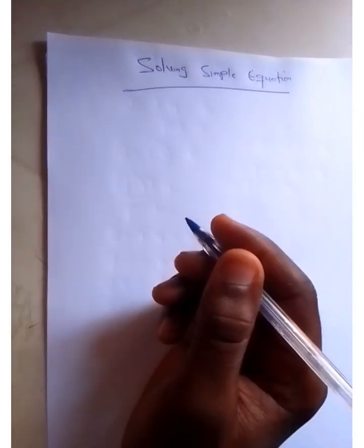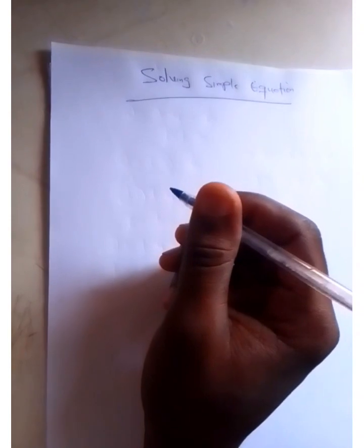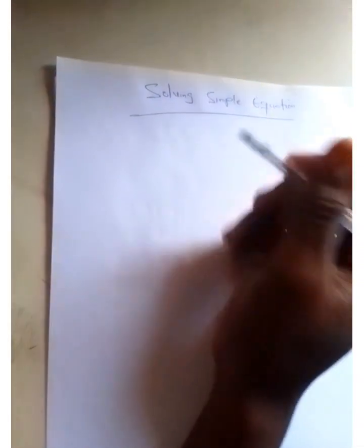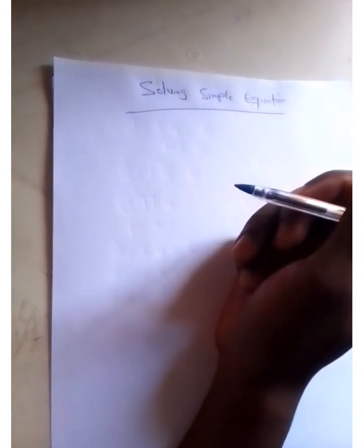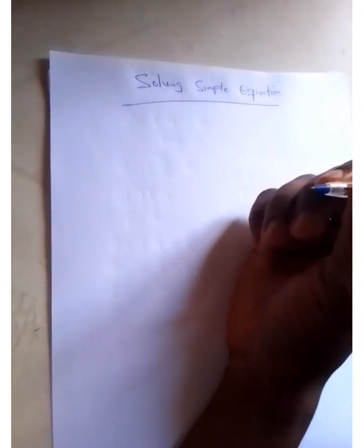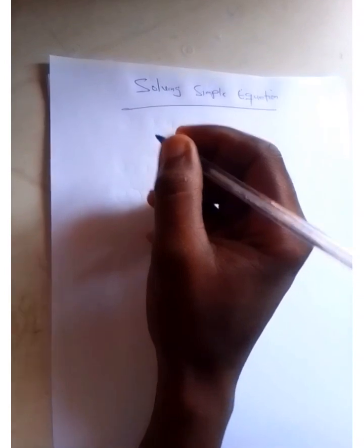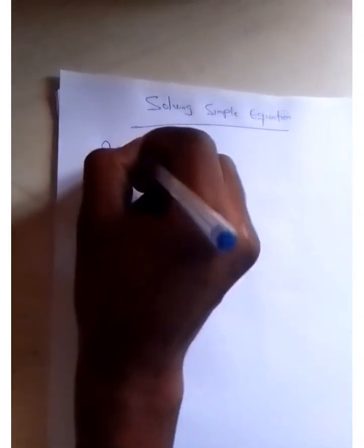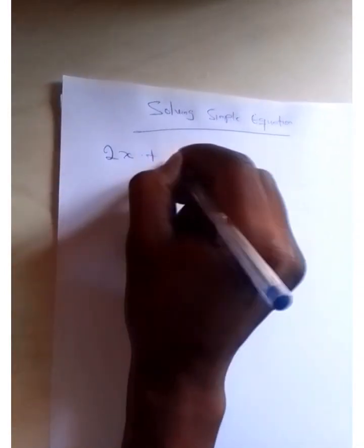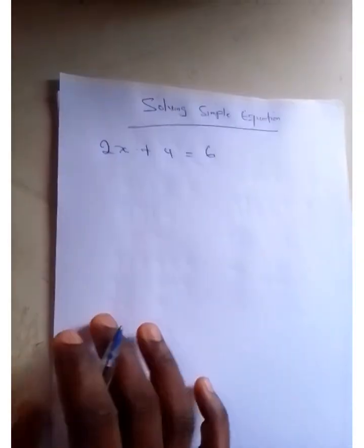Alright, welcome to this tutorial where we'll be learning how to solve simple equations. We're going to take a very simple example and then we'll take it step by step and see how to arrive at the final solution. For example, we are given 2x + 4 = 6.